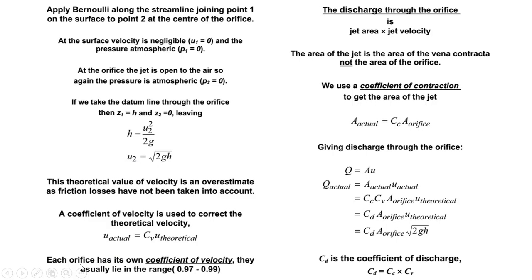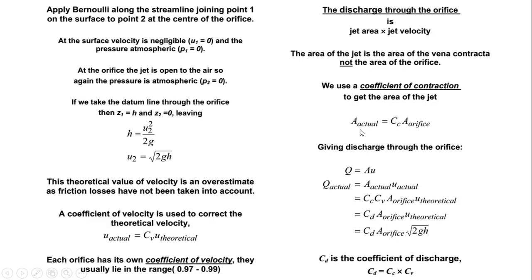Each orifice has its own coefficient of velocity, which is different. For most orifices, the range that we have is between 0.97 and 0.99. Of course, some other literature gives a different range for this coefficient of velocity. Okay, so now the other thing that we need to look at is the actual area.